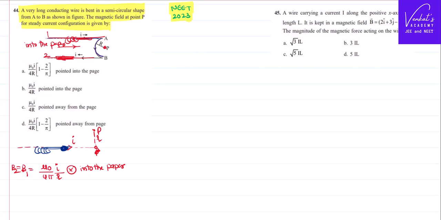This is a semicircle. Due to a semicircle or part of a circle, the magnetic field is mu naught by 4 pi I by R into theta. Being a semicircle, that angle is pi itself. I by R, theta is pi. Pi and pi will cancel, that is mu naught by 4 I by R.